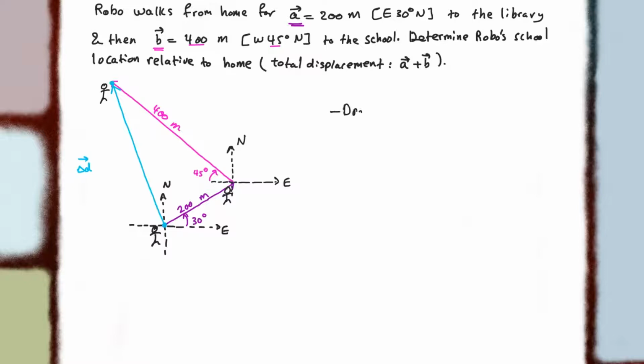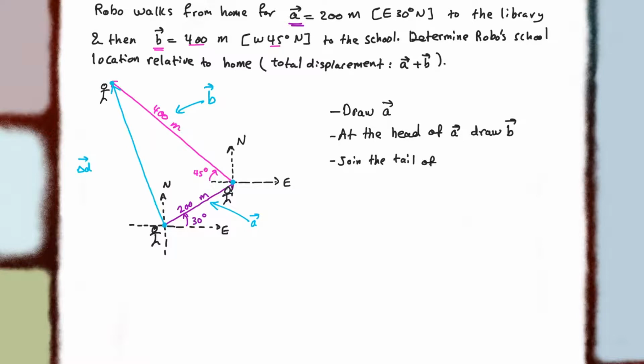So whenever we want to add two vectors, in this case A and B, we're going to draw the first vector first, and then at the head of the first vector we're going to draw vector B as shown in the diagram, and then we're going to join the tail of the first vector to the head of the second vector. And we can do this for many vectors. We can also do it for 3 vectors. We will continue drawing all of the vectors, and then finally we will connect the tail of the first vector to the head of the last vector.